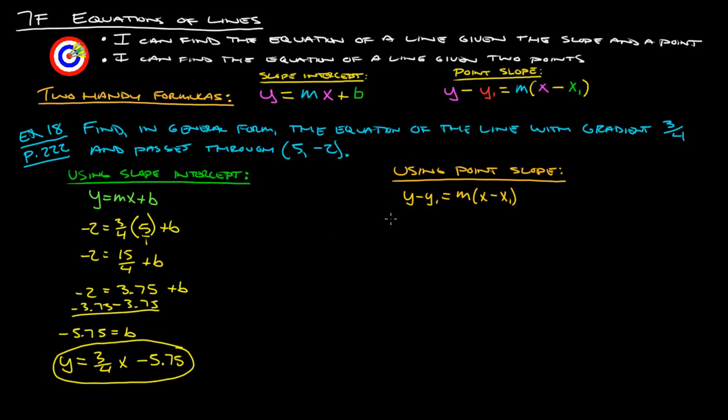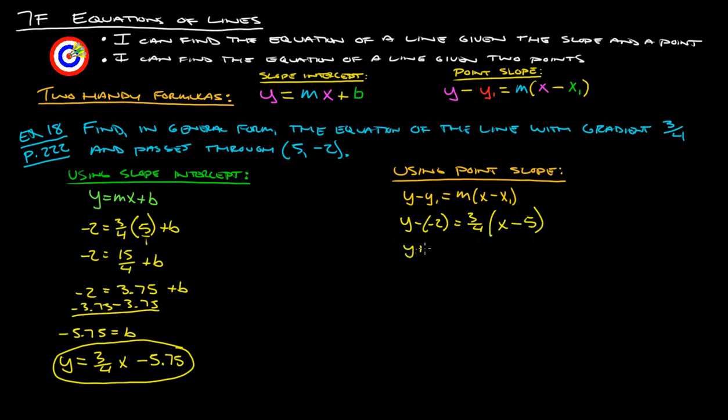Point-slope form is a little bit different. I prefer this one over using the slope-intercept form, but again, whichever way you want to do it is fine by me. So using point-slope, we leave our y, and then we subtract the y1, which is -2, so it's y minus -2 equals m, which is 3/4 times x minus the x1, which in this case is 5.